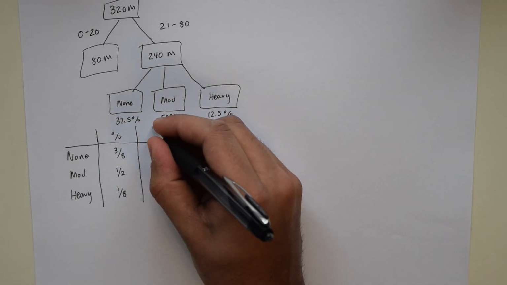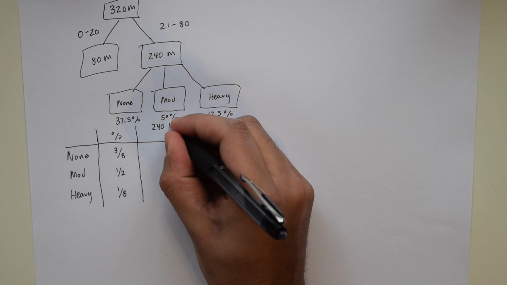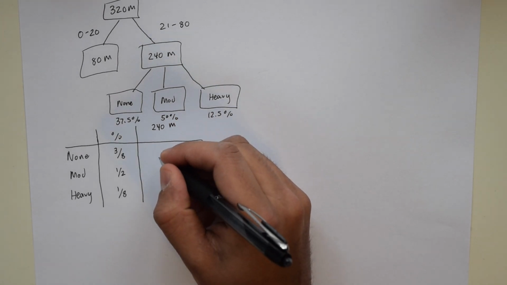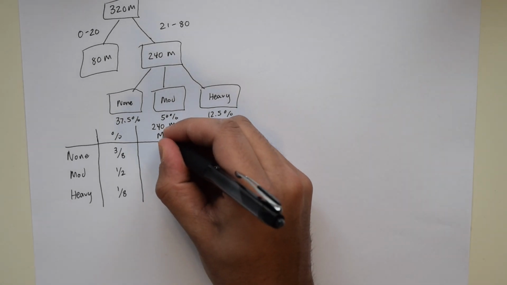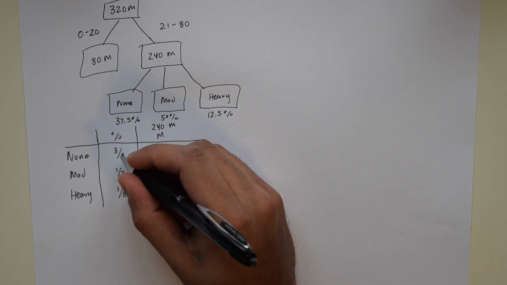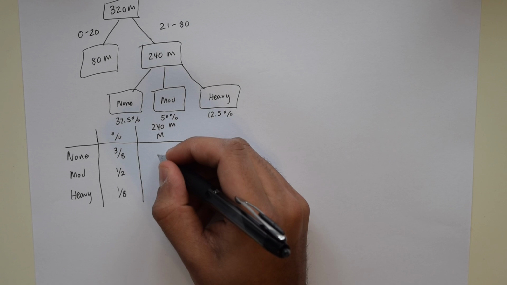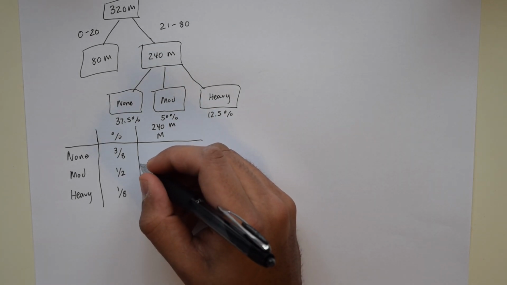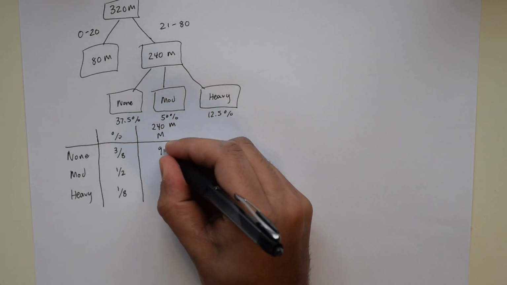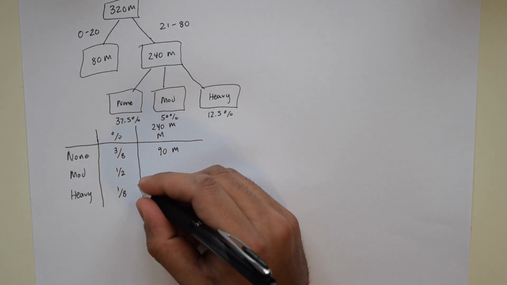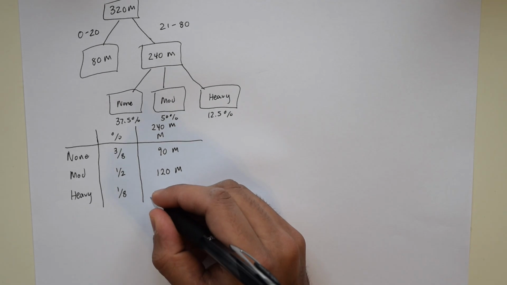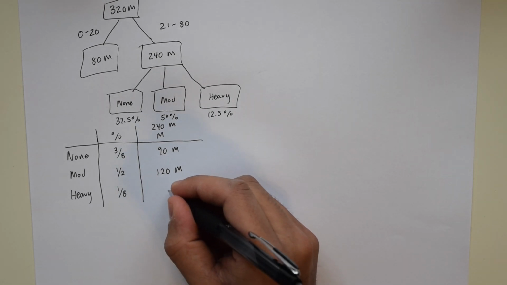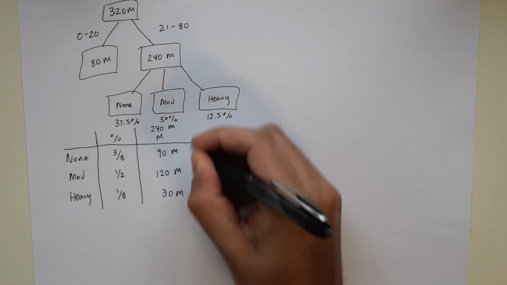Now, keeping in mind that our total population was 240 million people, I'd like to determine the number of people in each of these categories using those percentages. So to do this, I'd like to multiply the percentage by 240 million people. So 3/8 times 240 is 90 million people. 1/2 times 240 is 120 million people. And 1/8 times 240 is 30 million people.